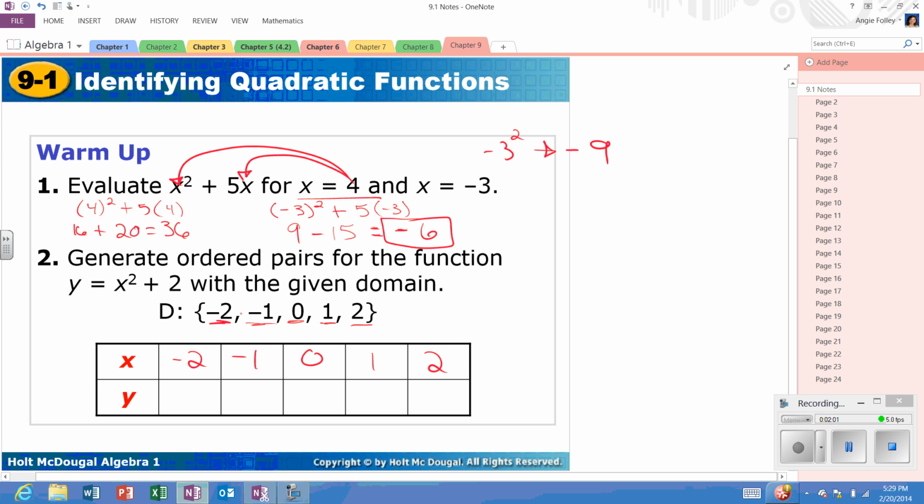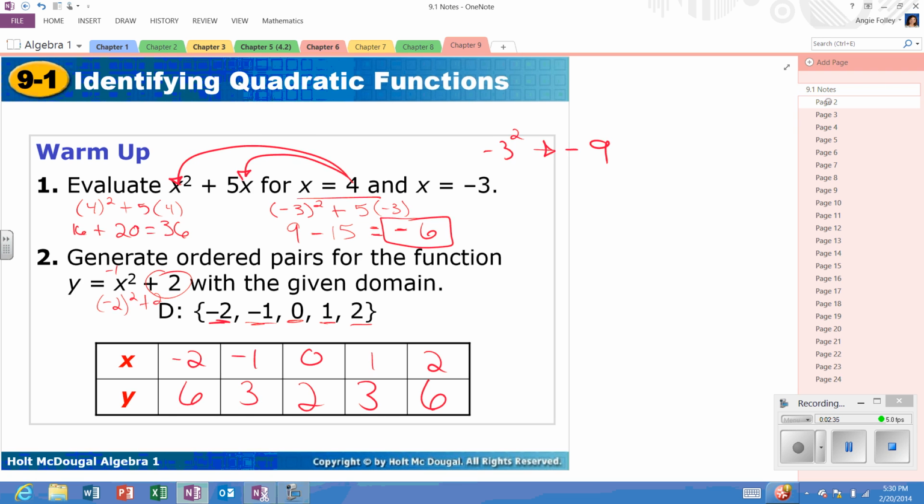So if we plug negative 2 into x here, negative 2 squared is 4 plus 2 equals 6. If I plug negative 1 in, negative 1 squared is positive 1, and then I have to add that 2, so that's 3. If I plug 0 into x squared, that's 0, plus 2 is 2. If I plug 1 into x, I get 1 squared, which is 1, plus 2 equals 3. And then if I plug 2 in, 2 squared is 4, plus 2 is 6.